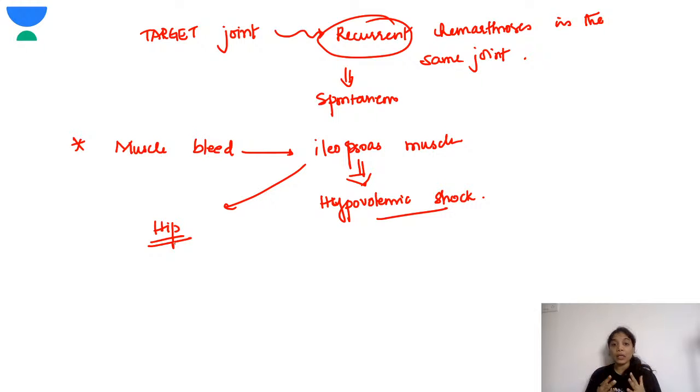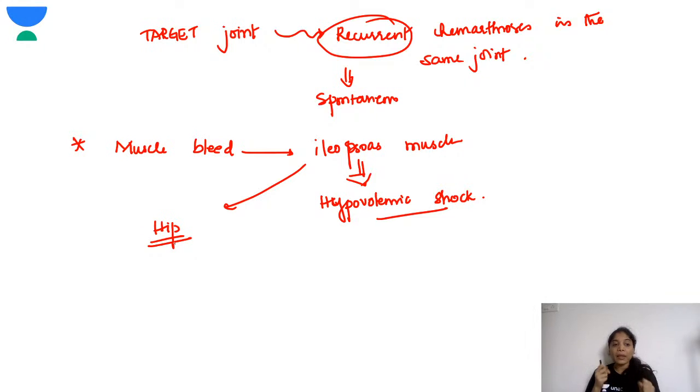Whenever there is an iliopsoas muscle bleed, you have to be very careful, because the amount of bleed will be very severe, and sometimes they might present with a hypovolemic shock. So tell me, what is the position of the hip?